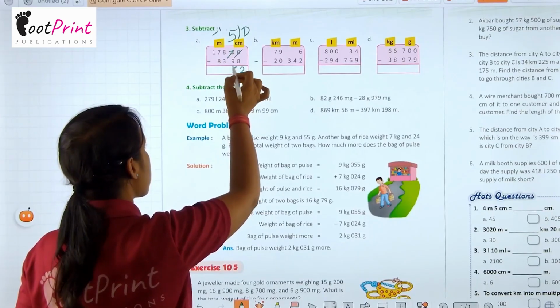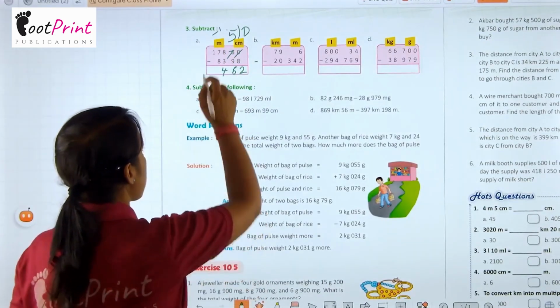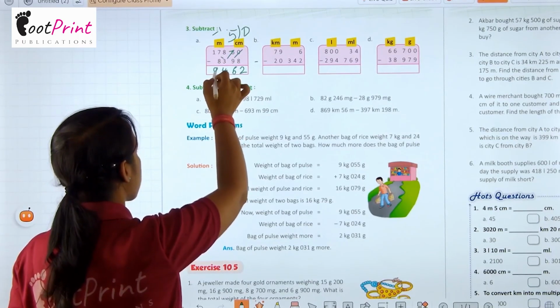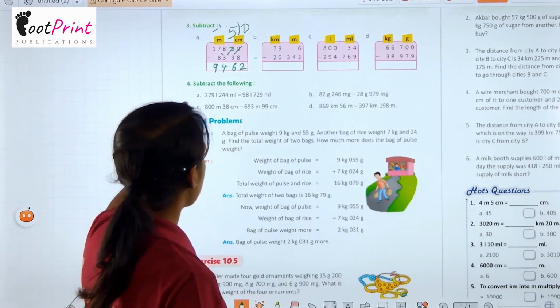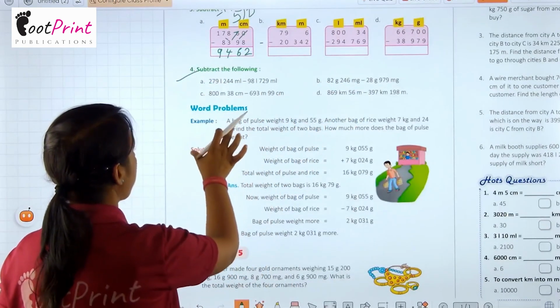15 minus 9 is 6, and then 7 minus 3 is 4. And after that we have here 17. 17 minus 8 is 9. Okay, so in this manner we can easily find out the subtraction.